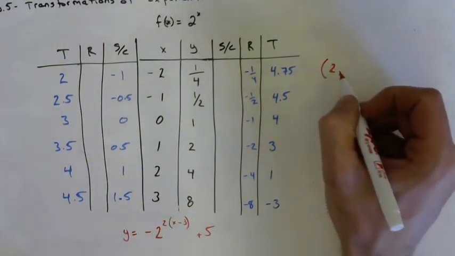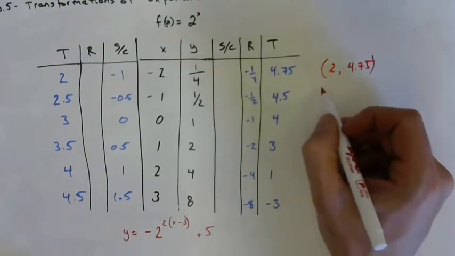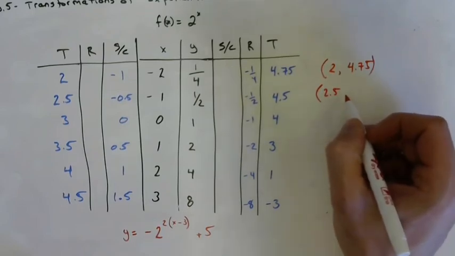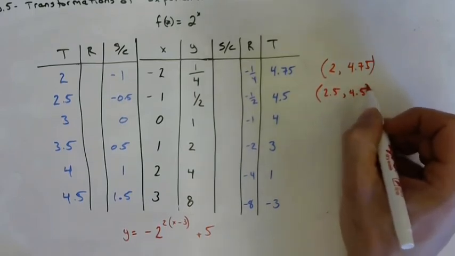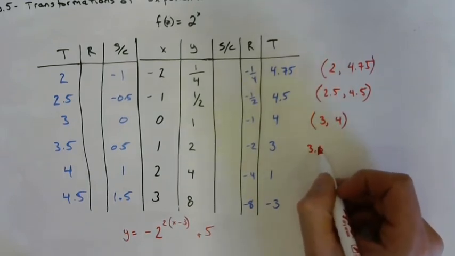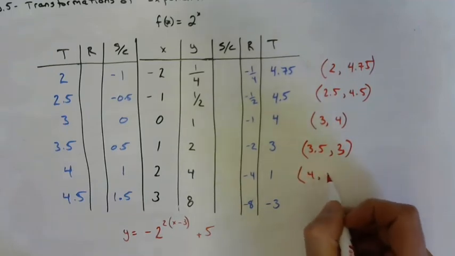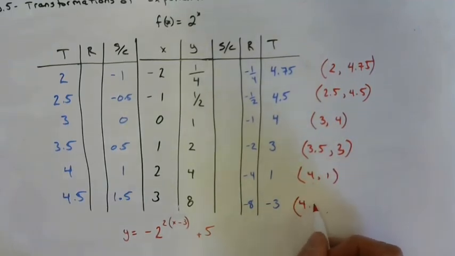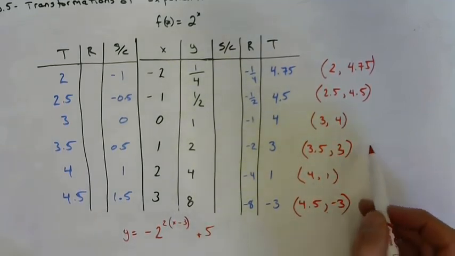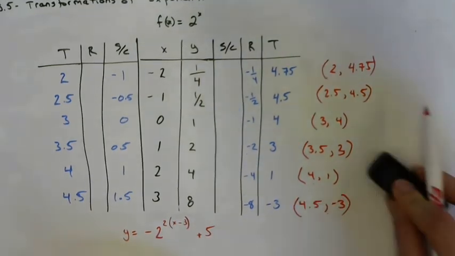I have 2, 4.75. I have 2.5, 4.5. I have 3, 4. I have 3.5, 3. I have 4, 1. And 4.5, negative 3. That'll give you a pretty good drawing. That'll come across like this and go down. Just like we drew.